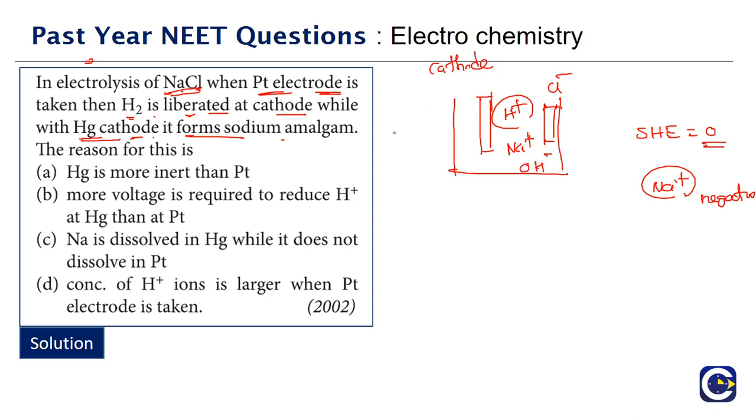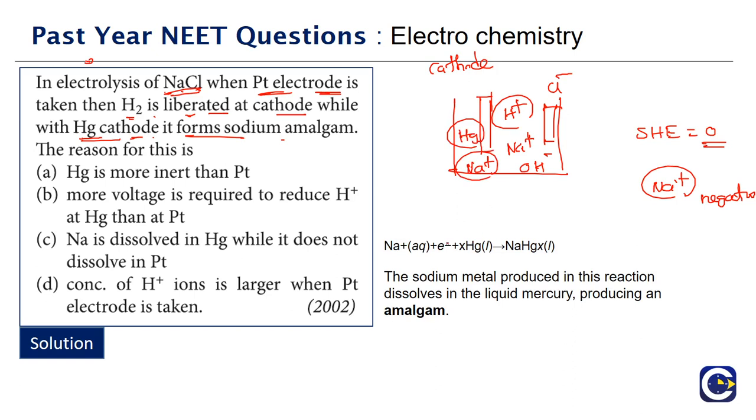But here the thing is, what if you change the setup, and instead of platinum electrode, we use mercury? What is going to happen? If you use mercury, the Na plus ions that are approaching the cathode, so the cathode is mercury, and at the cathode there will be availability of the electrons. So these Na plus ions can take these electrons and mix into mercury. Thereby they will be able to form the mercury amalgam.